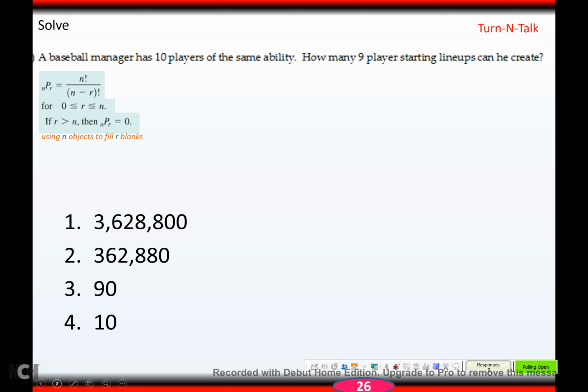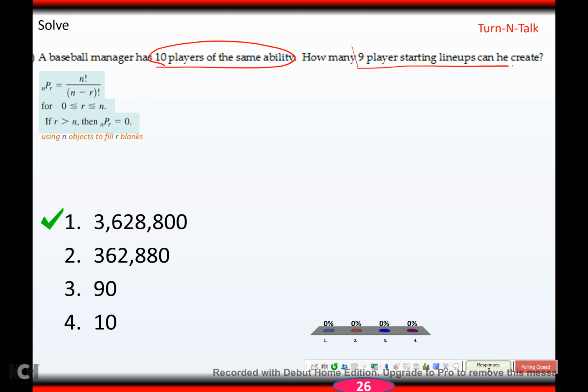Alright, so you try this one. Hit pause. Come back when you're ready. And hopefully you got 3,628,800. Alright, a baseball manager has 10 players of the same ability. How many 9-player starting lineups can he create?